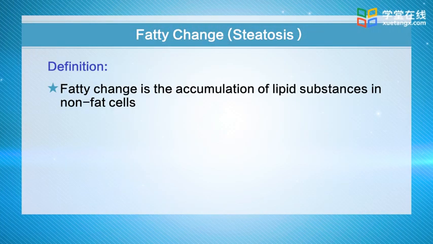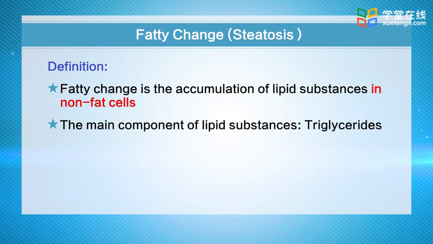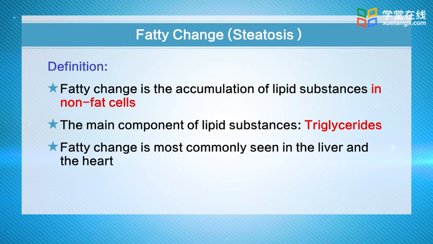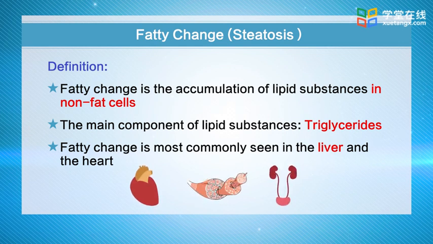Fatty change is the accumulation of lipid substances in non-fat cells. The main component of lipid is triglycerides. Fatty change is most commonly seen in the liver, since this is the major organ involved in lipid metabolism. But it may also occur in the heart, skeletal muscle, kidney, and other organs.